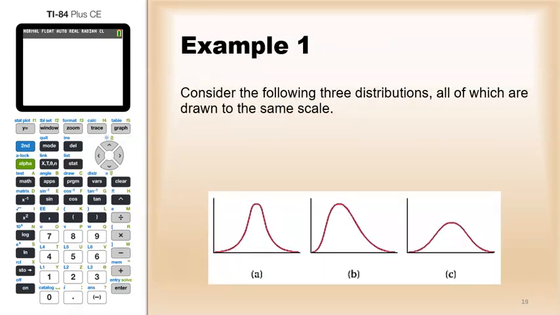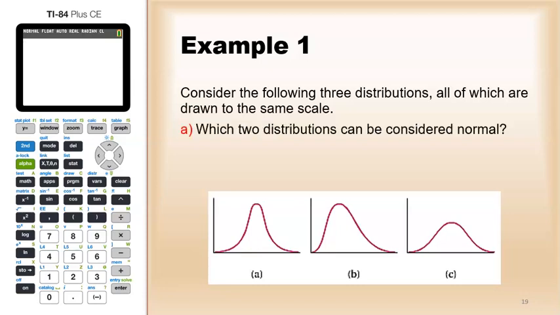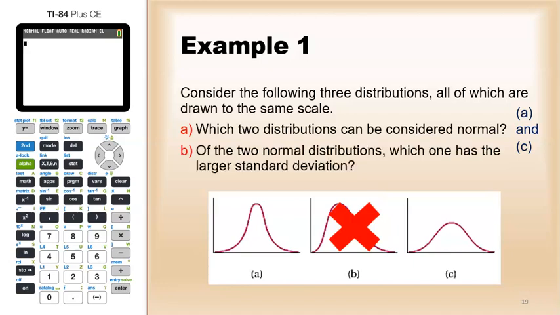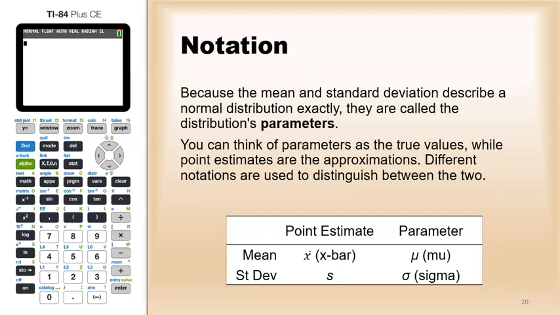All right, so keeping this in mind, here are three distributions, all of which are drawn on the same scale. So the first question is, which two distributions can be considered normal? All right, and if you said B, that is wrong. A and C are the ones that look more or less normal. Of those two, which one has the larger standard deviation? Well, the larger standard deviation is going to be shorter and wider. So, C.